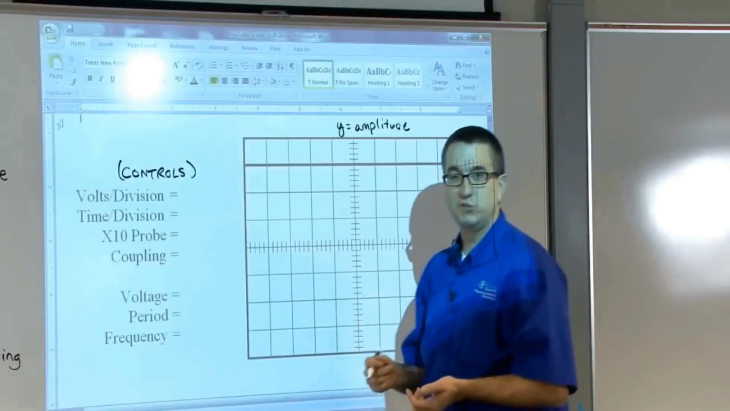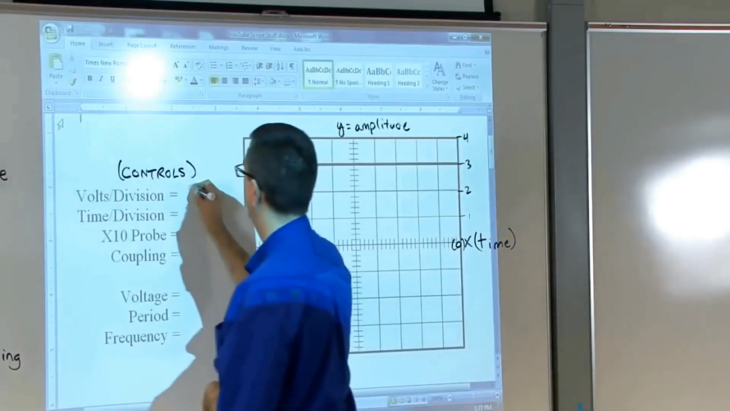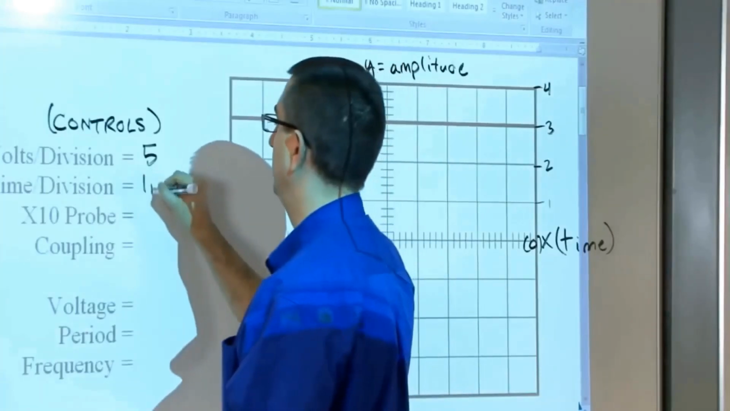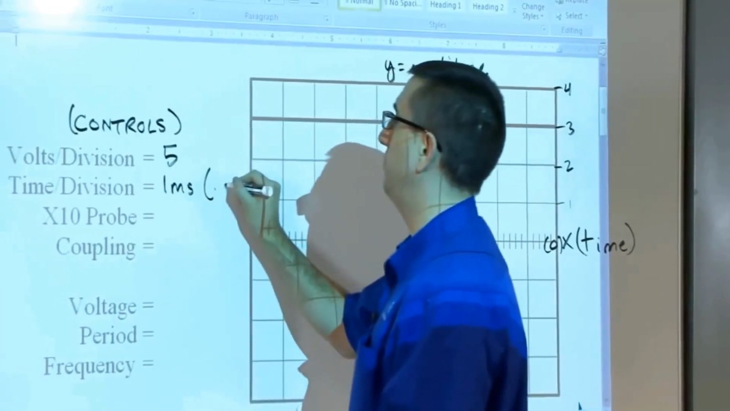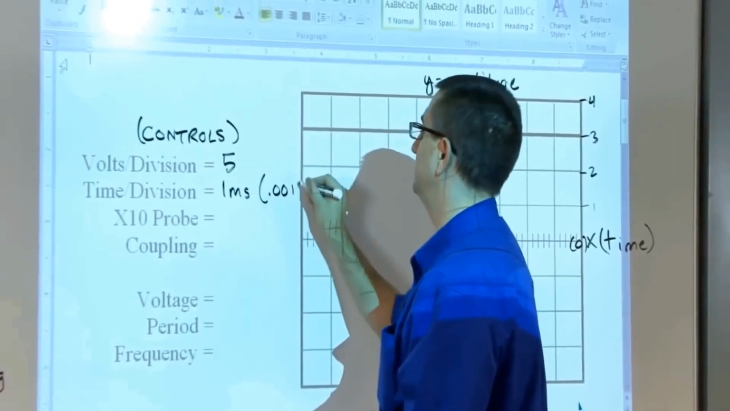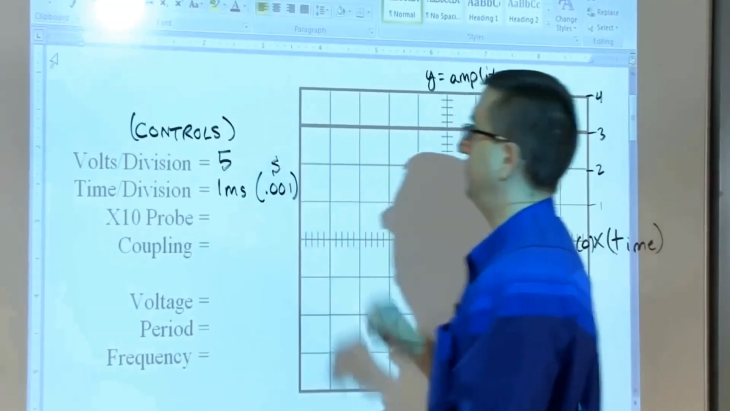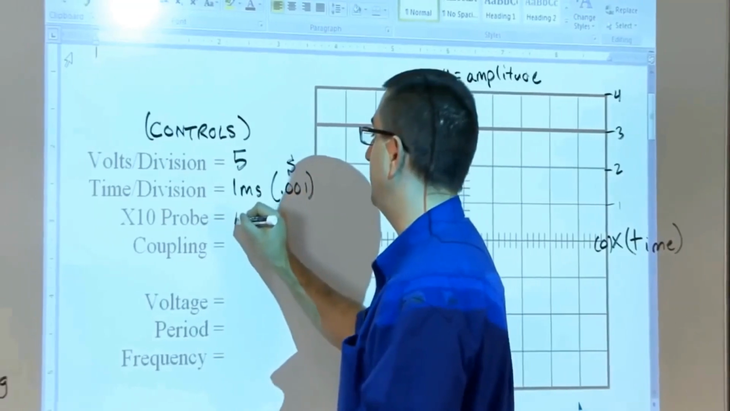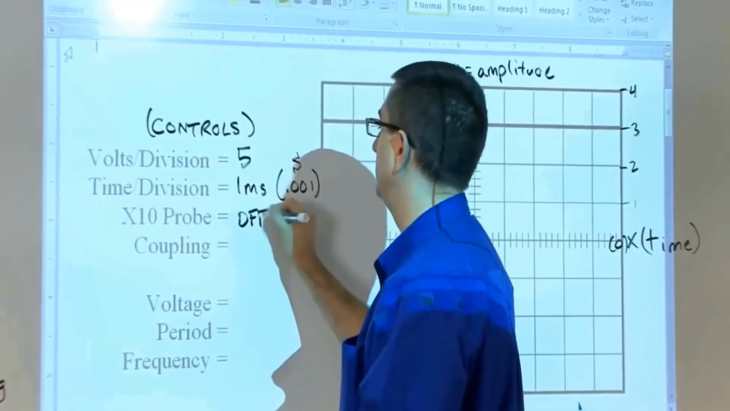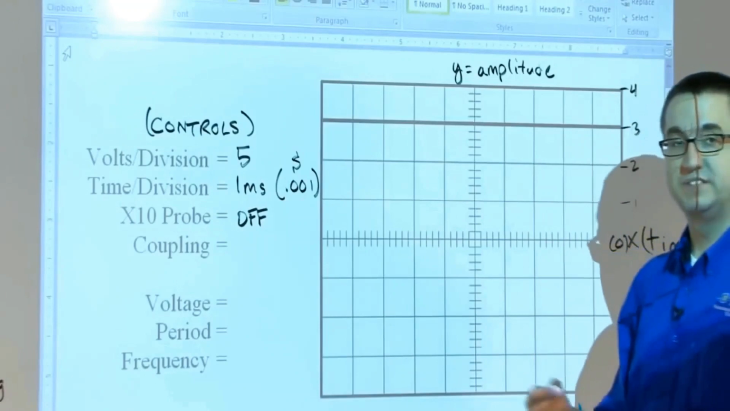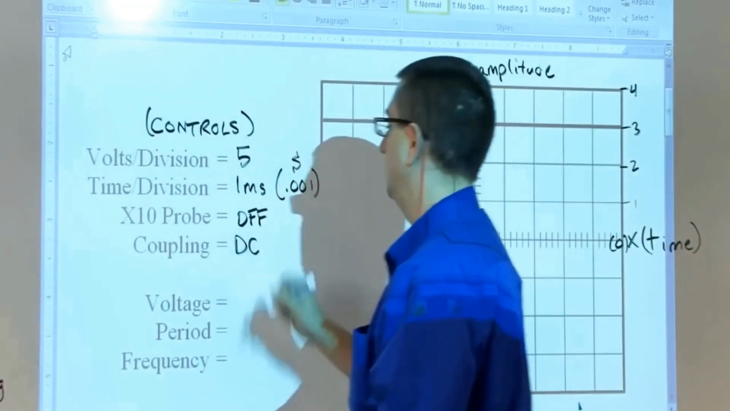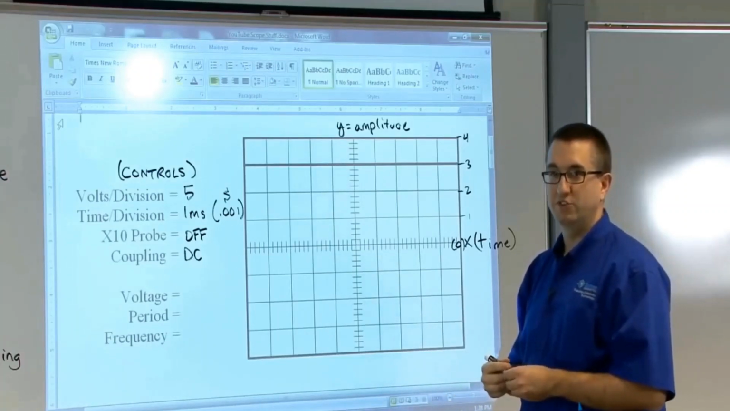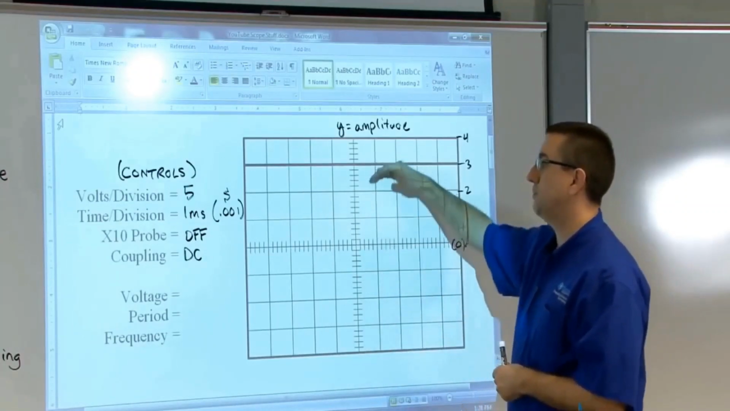And let's say that our volts per division knob was set at 5, and our time per division knob was set at 1 millisecond. And that's also the same as saying 0.001 seconds. That'd be the same thing. Let's say for right now our times 10 probe, we haven't even talked about that yet, but let's say our times 10 probe is off, and let's say our coupling is set to DC. So what that means is right now we're going to read a DC waveform using the oscilloscope screen. And this would be the trace that would show up on my oscilloscope.